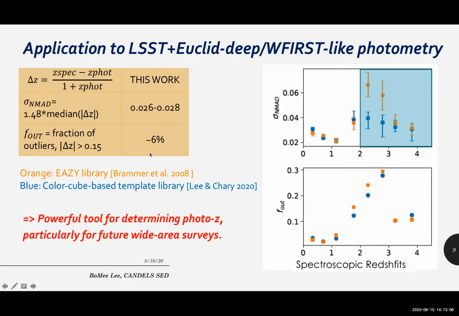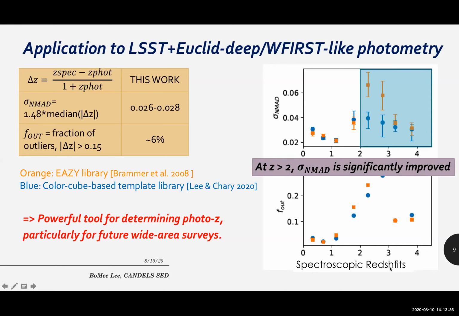We compare our results with the photo-Gs obtained with EAZY library using a wide range of templates for each galaxy. So here, this is a plot of sigma NMAD and the outlier fraction as a function of spectroscopic redshift of our target galaxies. Blue point is this work, and the orange point is result from EAZY library. So outlier fraction is similar or slightly better with our method.